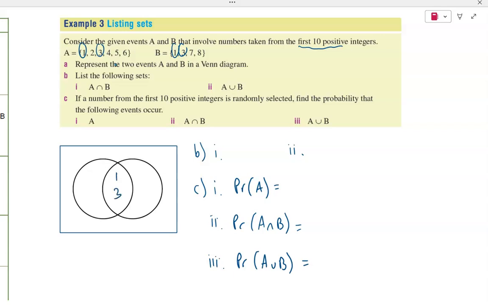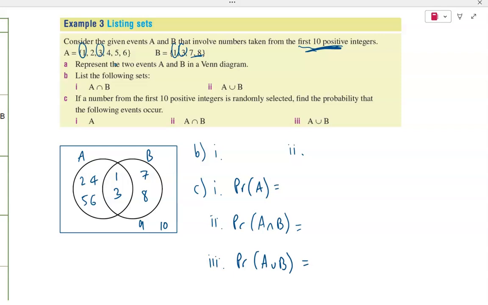The remaining numbers here, 2, 4, 5, and 6 are in set A only, and the remaining numbers here are in set B only. I should label these circles, sorry, A and B. And the two numbers that are missing are 9 and 10, because we're talking about the first 10 positive integers, okay? So that's how you would list sets in a Venn diagram.